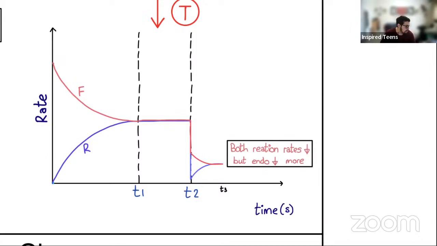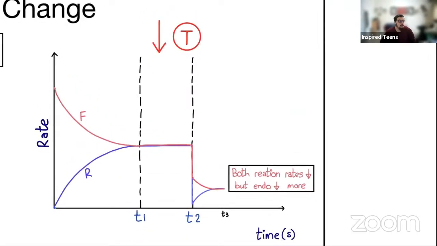Again, if you have any questions, please ask. I hope that this is making sense. When there's a decrease in temperature, always for rate of reaction graph, both reaction rates decrease, but the endothermic reaction decreases more. That's why in this case, we decrease the rate of the reverse more than the rate of the forward. And it forms what somewhat looks like a dead duck.